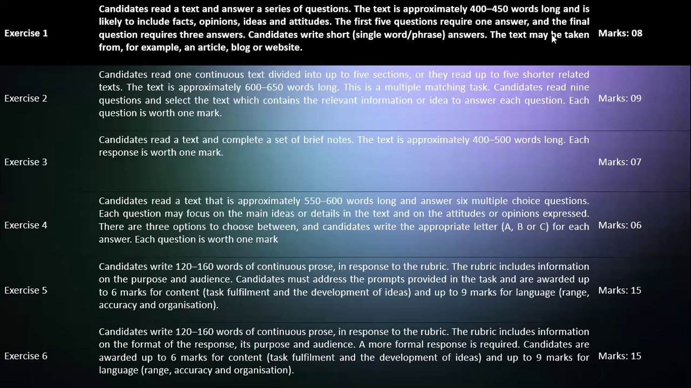As the paper is for both reading and writing, you will receive 4 reading exercises and 2 writing exercises. The first exercise for writing will be your exercise number 5, where you will be asked to write between 120 to 160 words of continuous prose in response to the rubrics. The rubrics basically include the information on the response and the audience. It is somehow an IELTS based question, where you must address the prompt provided in the text, and you're going to be awarded up to 6 marks for the content, which is going to include the task fulfillment and the development of the ideas, and up to 9 marks for the language, which will include range, accuracy, and organization.